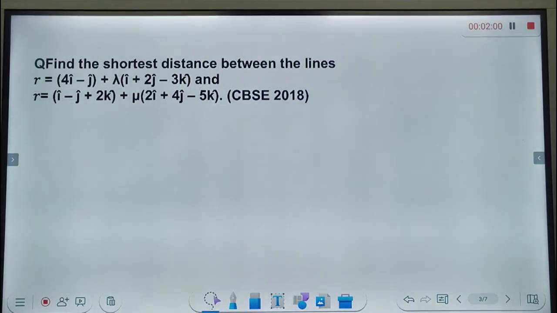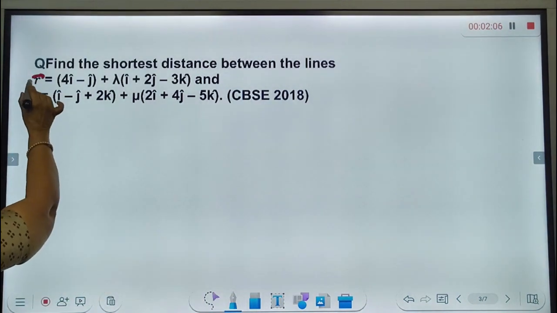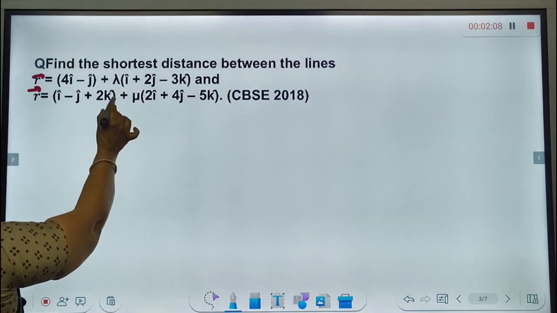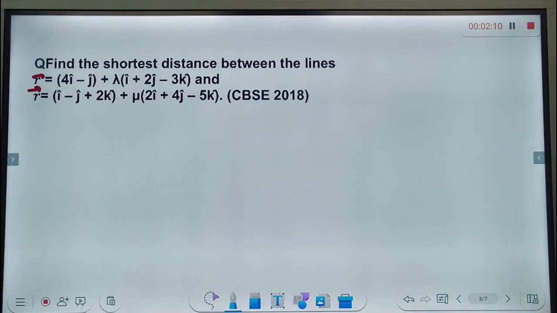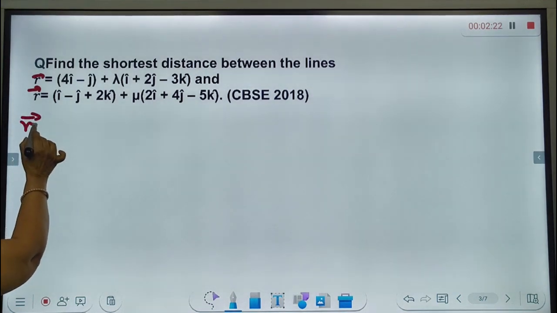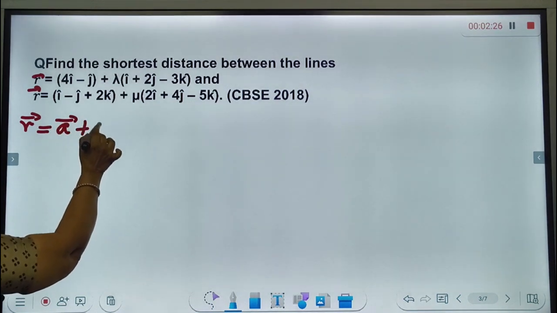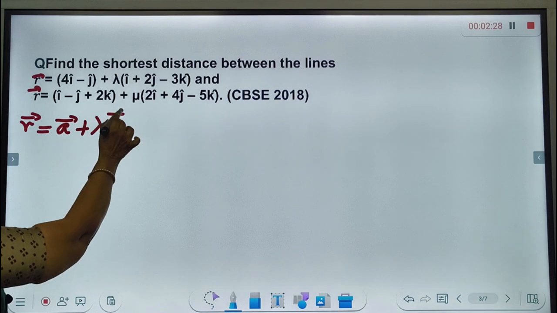Now let us look at this following example. There are two given lines: r vector equal to (4i minus j) plus lambda times (i plus 2j minus 3k), and r vector equal to (i minus j plus 2k) plus mu times (2i plus 4j minus 5k). We know that the vector form of the equation of any straight line is r vector equal to a vector plus lambda times b vector.